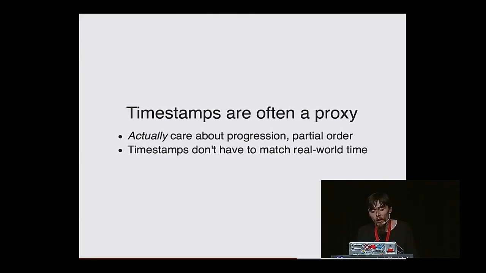Timestamps, however, are often a proxy. You don't actually really care what the timestamp is. I mean, maybe you do for displaying it to a human, but then the uncertainty on that is typically acceptable. Like you don't need to know the exact microsecond at which a transaction got committed to a database. You probably want to know if it was 5 p.m. on a Friday or something. So timestamps very often don't really have to match real-world time.